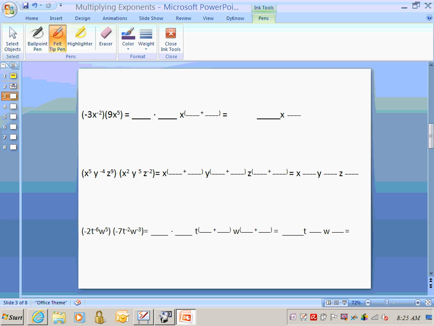Okay, so now here, I've got negative 3 times 9, right? So negative 3 times 9. I have x to the negative 2 times x to the 5. So this would be x to the negative 2 plus 5. So I've got negative 3 times negative 9 is negative 27. X cubed. Good. X cubed.